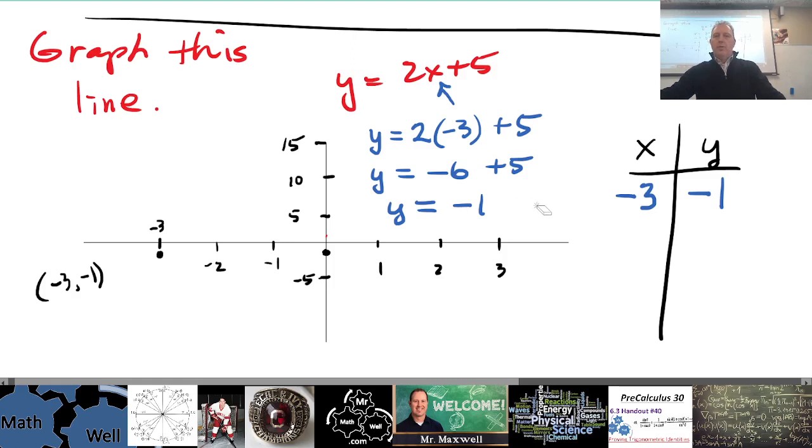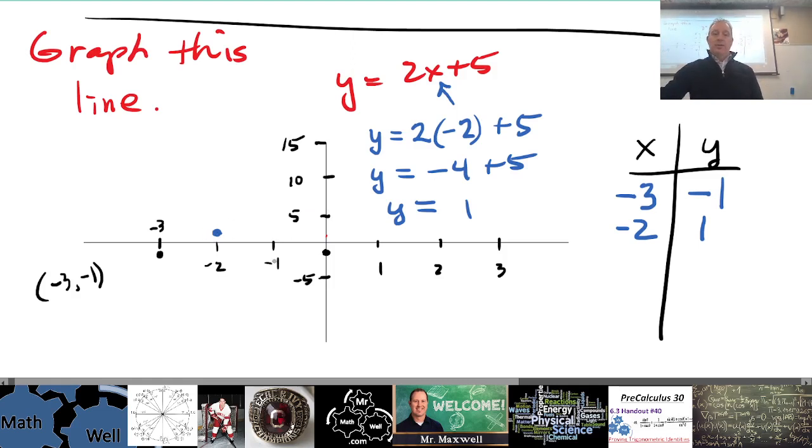All right, so let's pick another one. Let's go -2. I'm going to substitute -2 in there, and I'm going to have -4 plus 5, and that's going to be +1. So -2, +1. Now, it'd be good to stretch this graph out a little bit, so I'd be a little more accurate with my lines here, but we're doing the best we can.